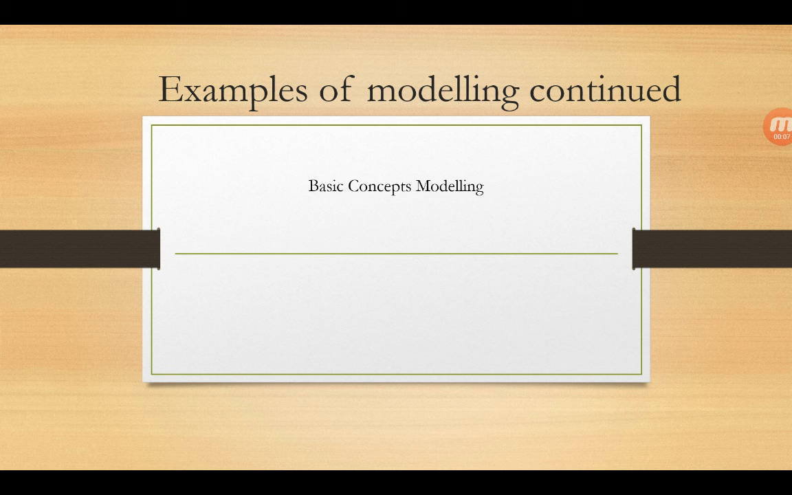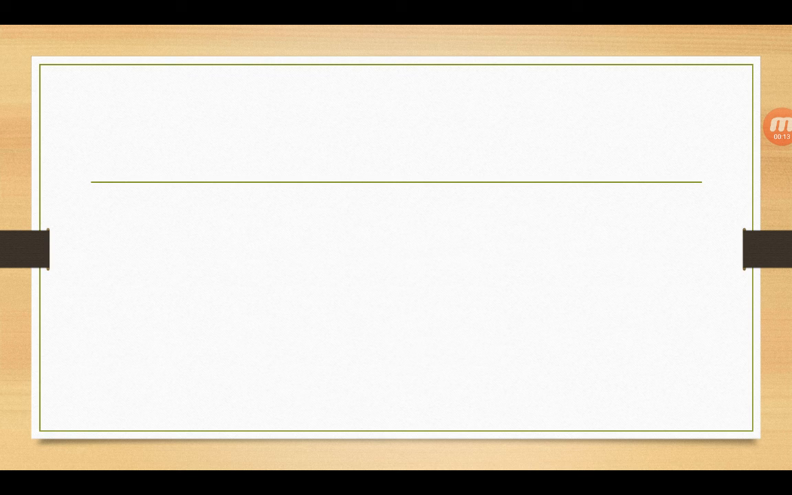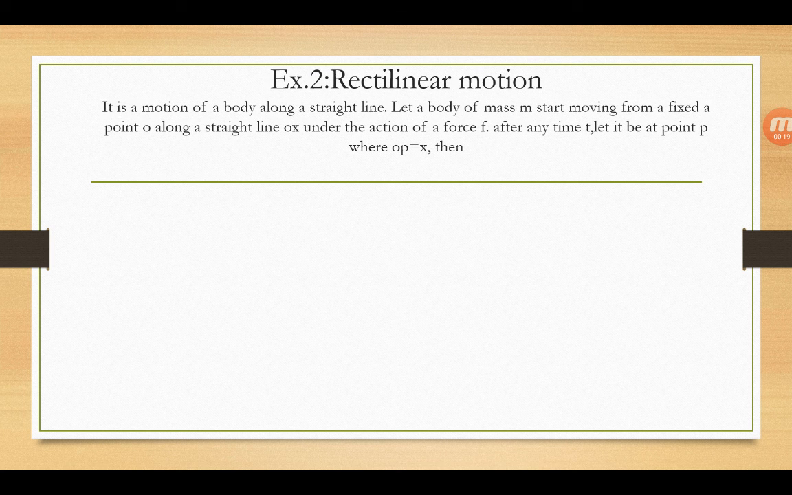Today we'll continue with examples of modeling. In the last lecture we did one example, radioactive decay. Today we'll continue with a similar type of example. The very first is rectilinear motion. It is a motion of a body along a straight line.